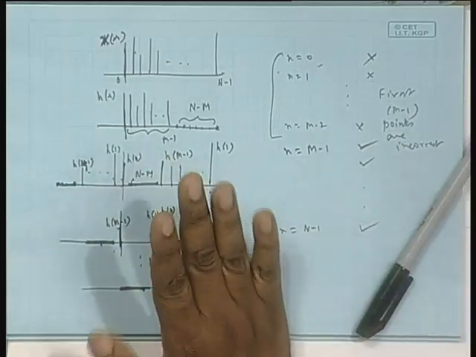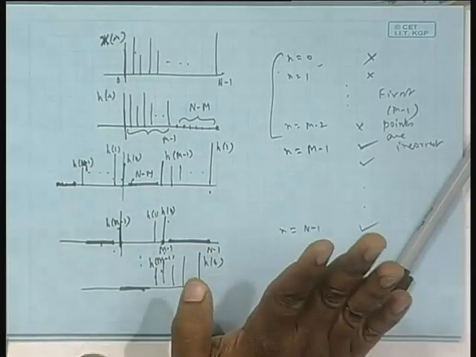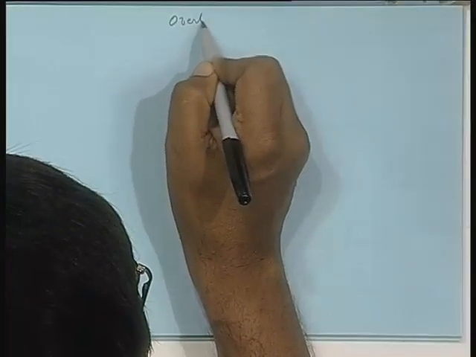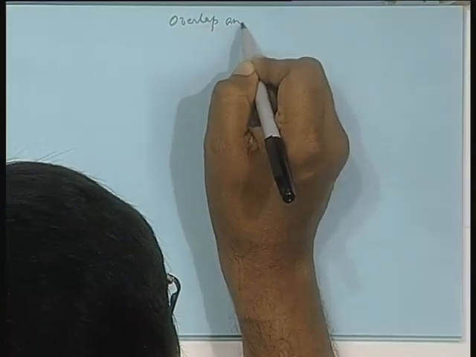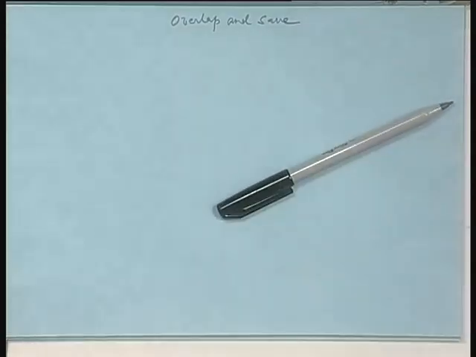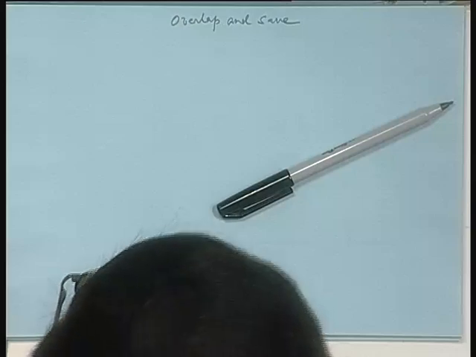Remember this result, you store it somewhere. Okay. I will be making use of it later. Now, let us do something else from the very basics of DSP. There is a technique called overlap and save. Overlap and save method.